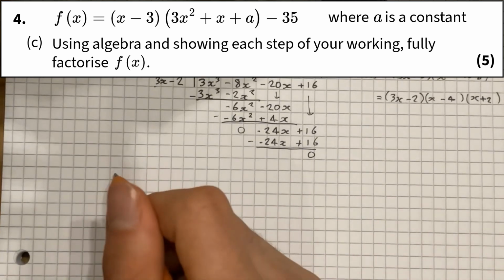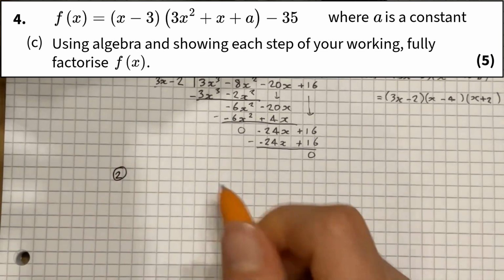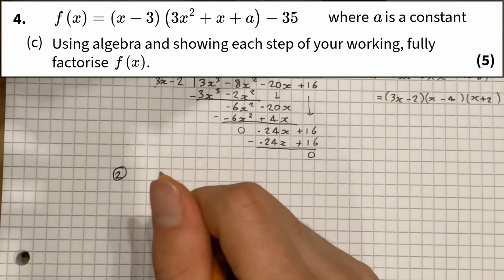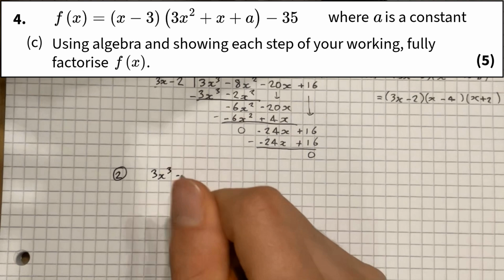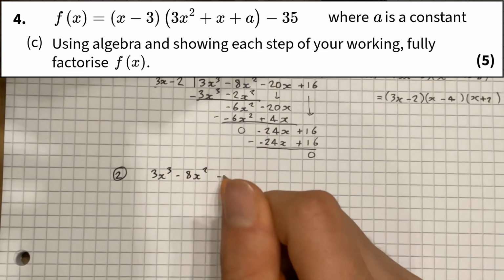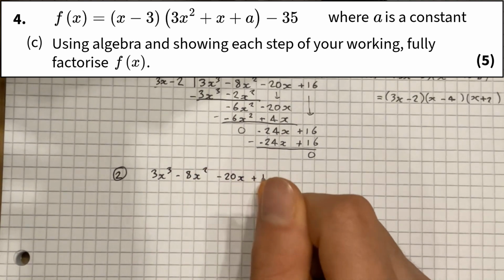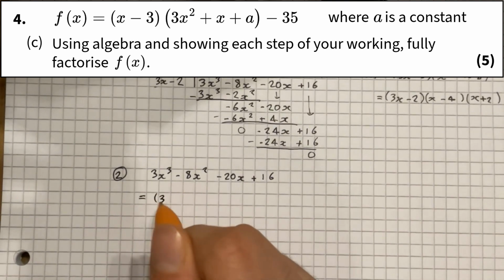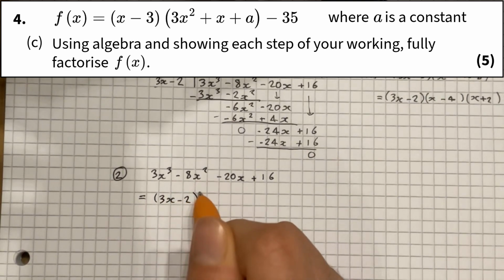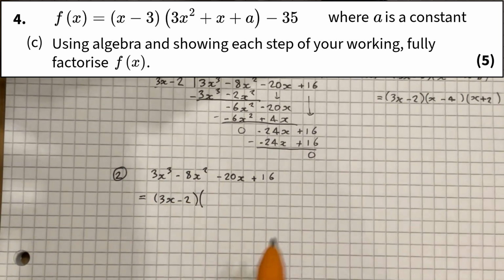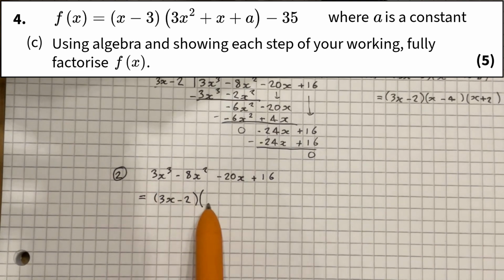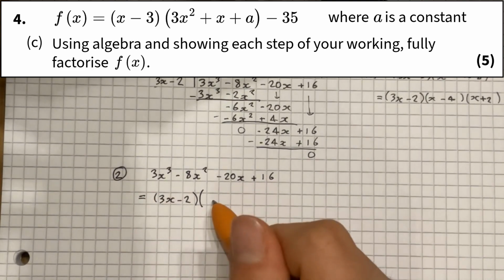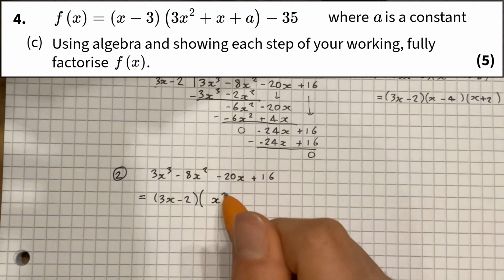For another method, which is a bit quicker, it's kind of reverse engineering the factorization. So this is the full expanded version, just like we did before. And in a similar way, we know 3x minus 2 must be a factor. So how are we going to get 3x cubed then? What can you times by 3x to get to 3x cubed? It has to be x squared.